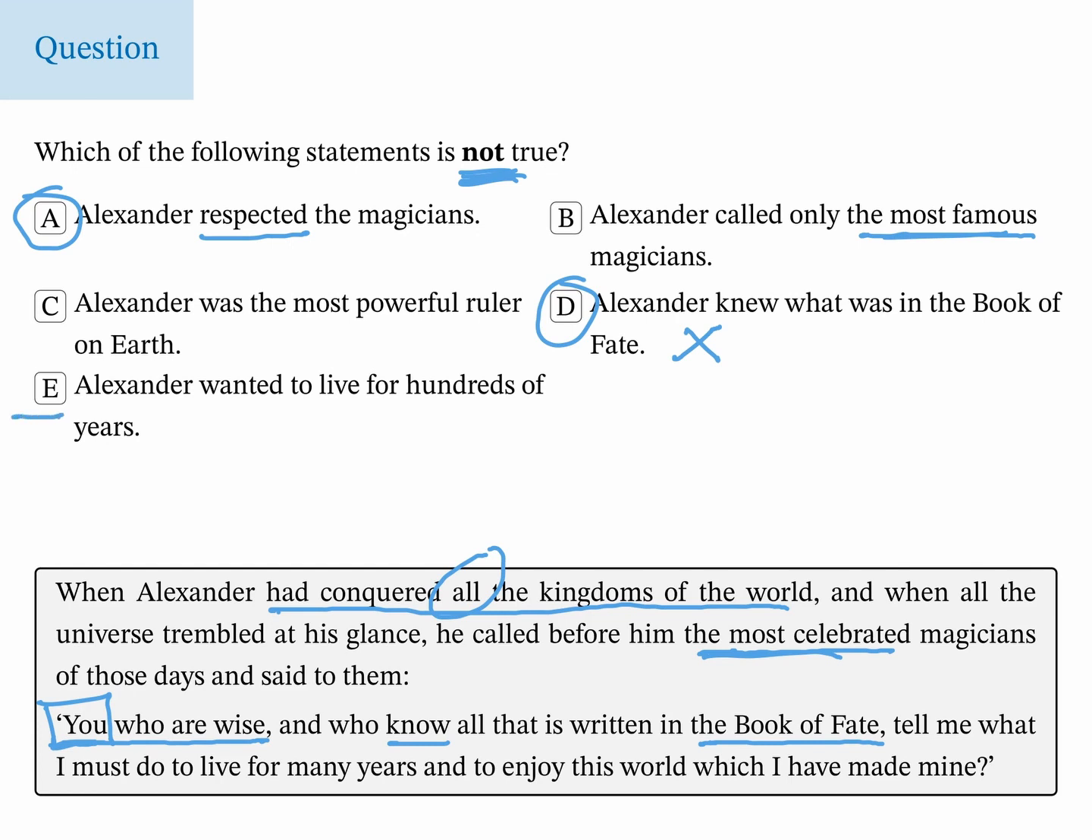So E should be correct. Alexander wanted to live for hundreds of years. Well, yes, we found that in the first question. We know that he does. Okay, so all of these options are true, and the one that is not true is D.